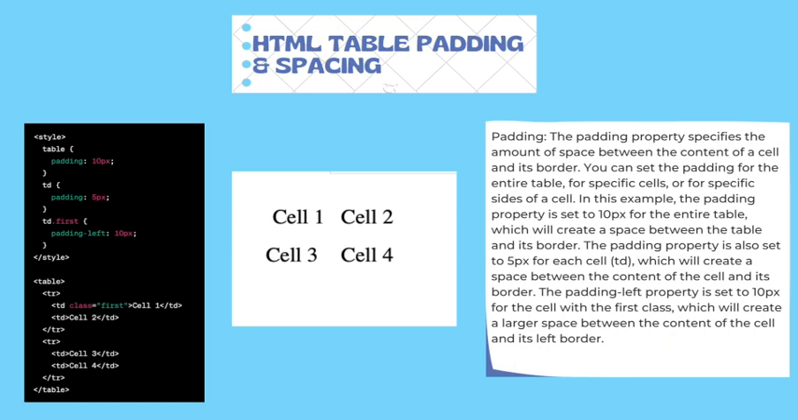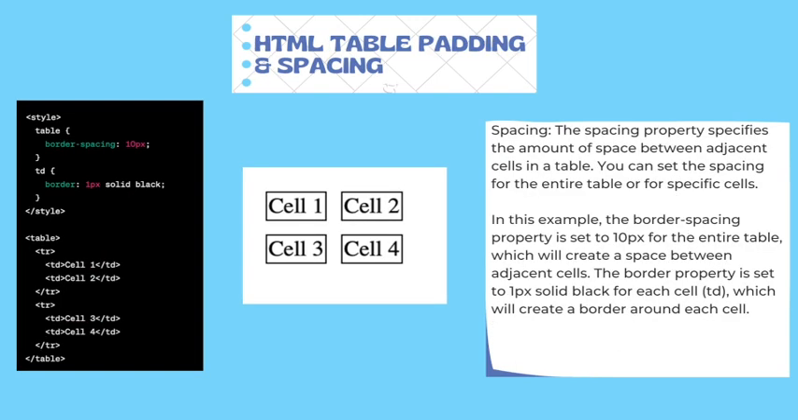The padding property is also set to 5 pixels for each cell, which will create a space between the content of the cell and its border. The padding-left property is set to 10 pixels for the cell with the first class, which will create a large space between the content of the cell and its left border. So let us know about table padding.